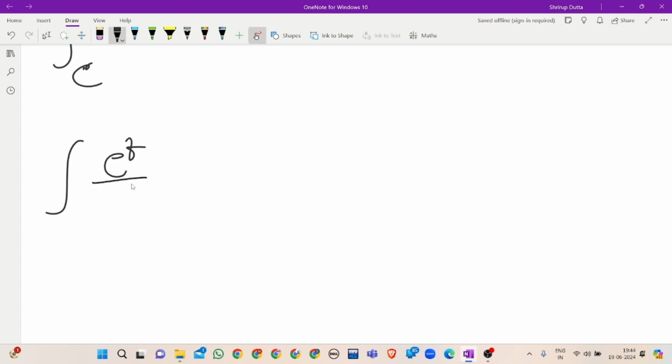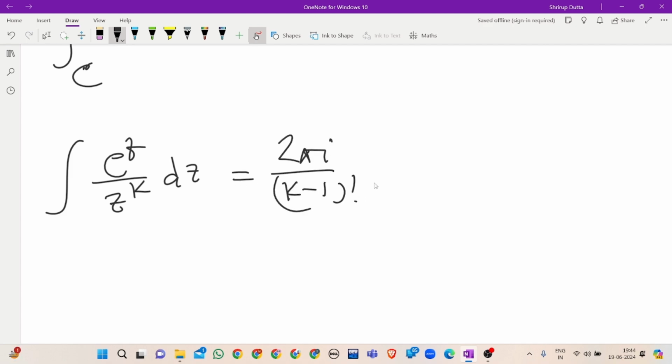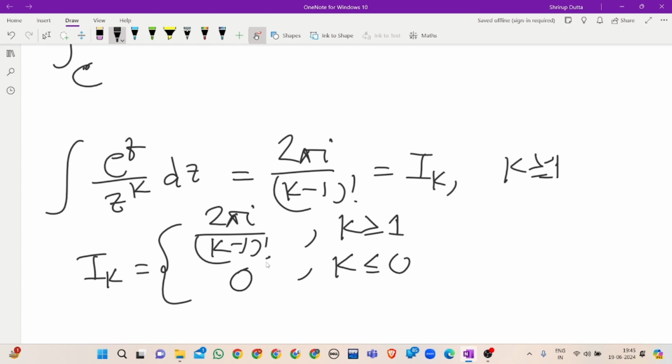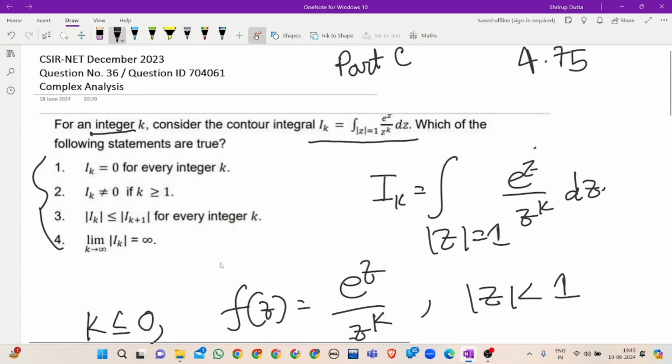So the integration of e to the power z by z to the power k dz is given by 2 pi i by k minus 1 factorial, which is I_k for k greater than or equal to 1. So I_k is 2 pi i by k minus 1 factorial for k greater than or equal to 1, and for k less than or equal to 0 we have 0. So option 1 is false and option 2 is true.